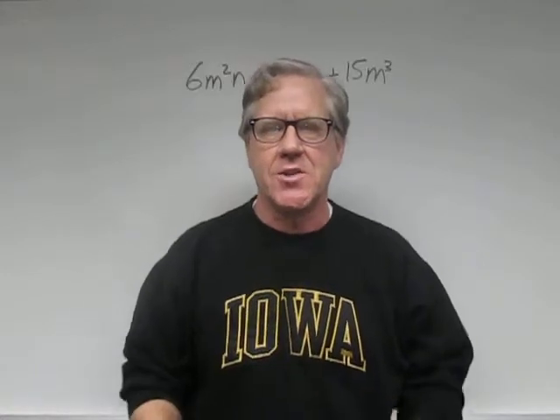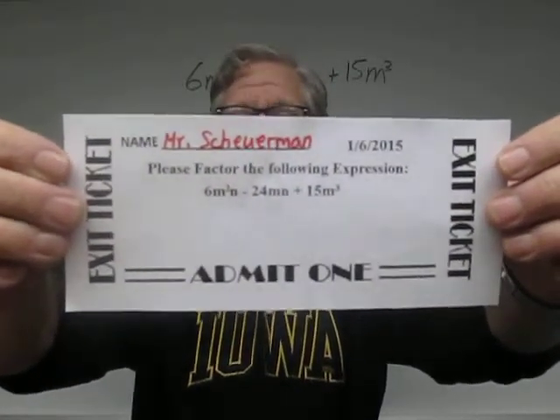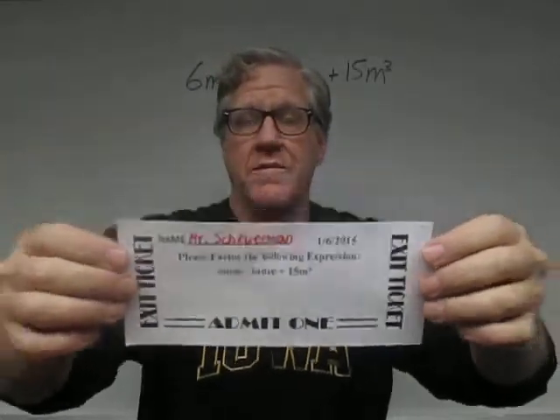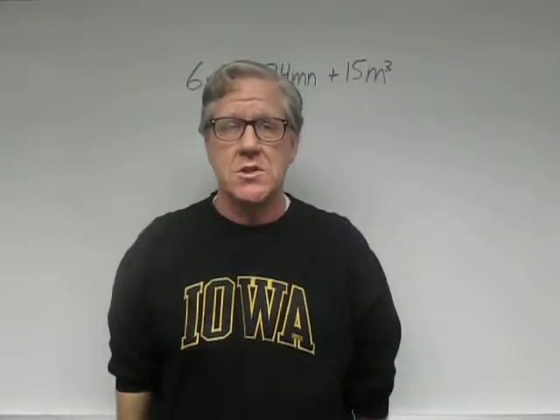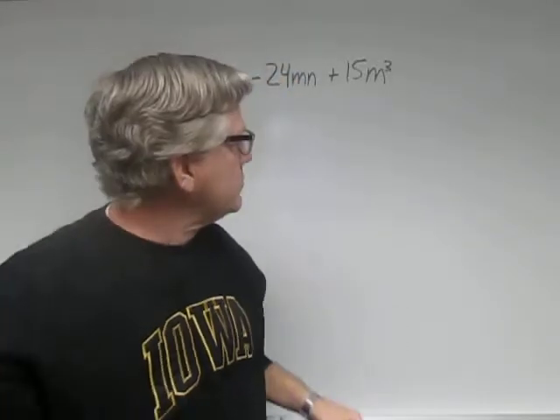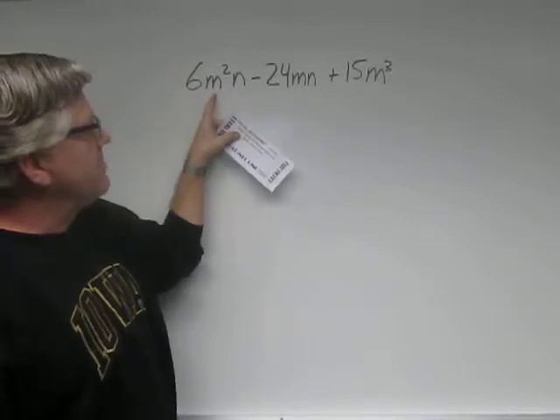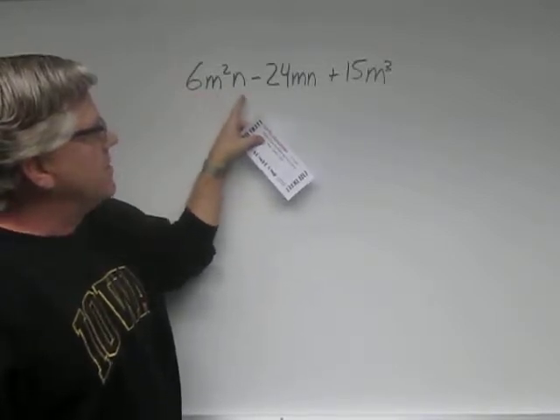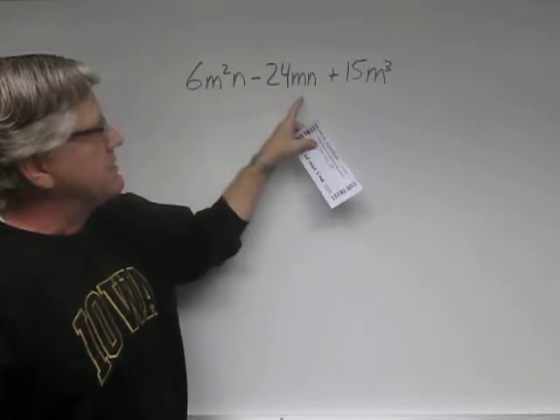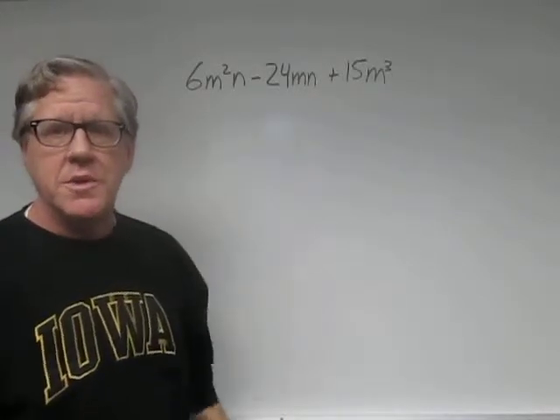We did an exit ticket yesterday. Factoring, we're going to factor one expression. It's got three terms. It has coefficients, it has exponents, and it has variables. All right? So let's start. What are we looking at? We have 6 times m squared times n minus 24 times m times n plus 15 times m cubed.